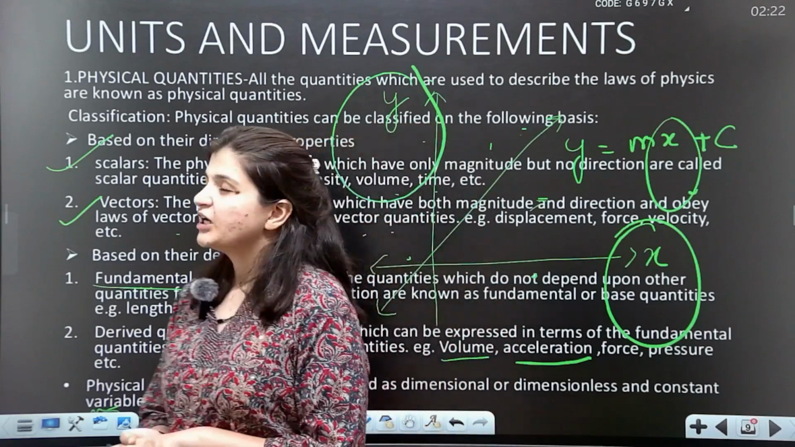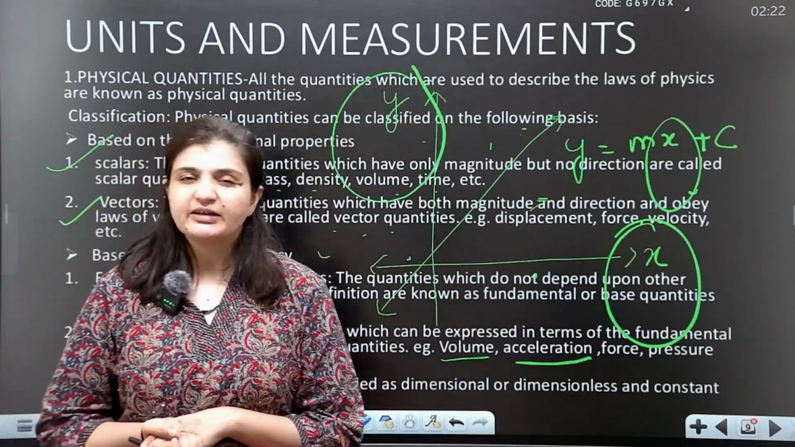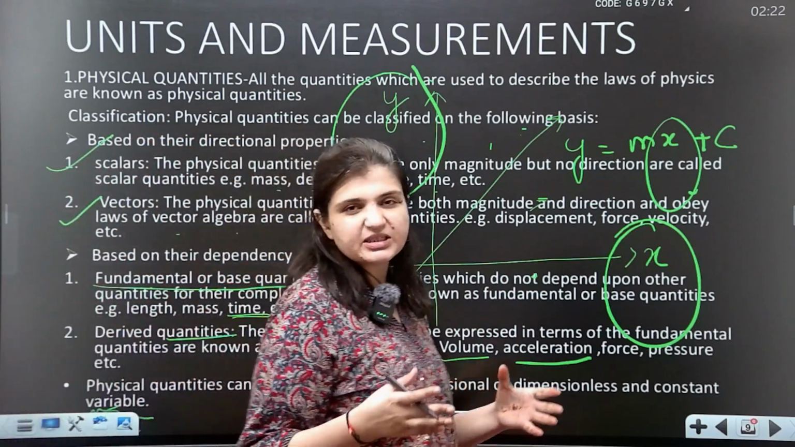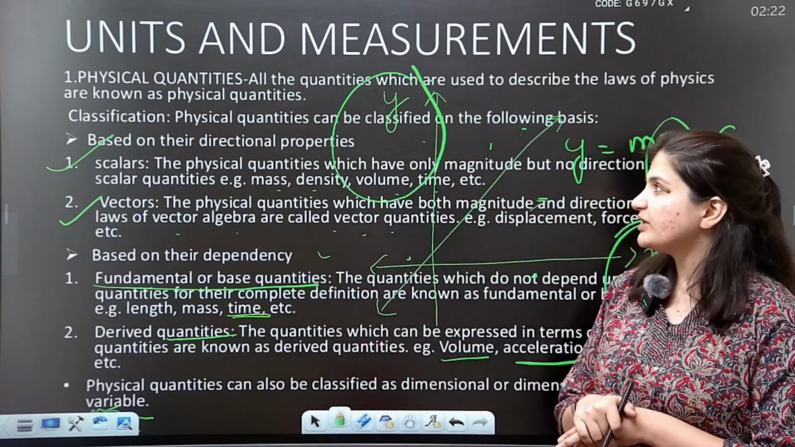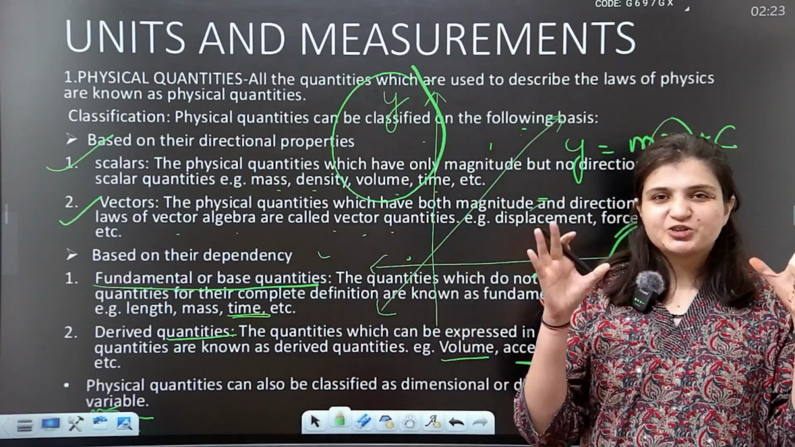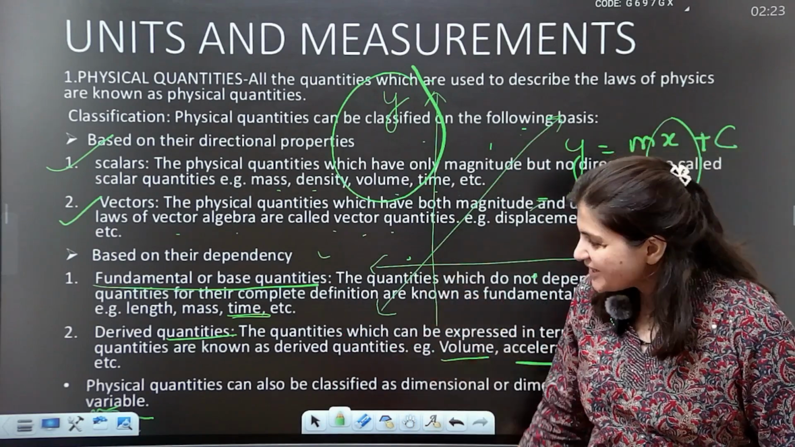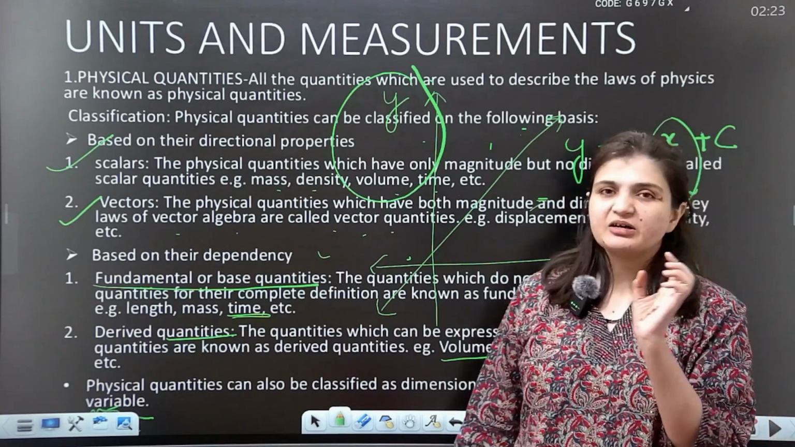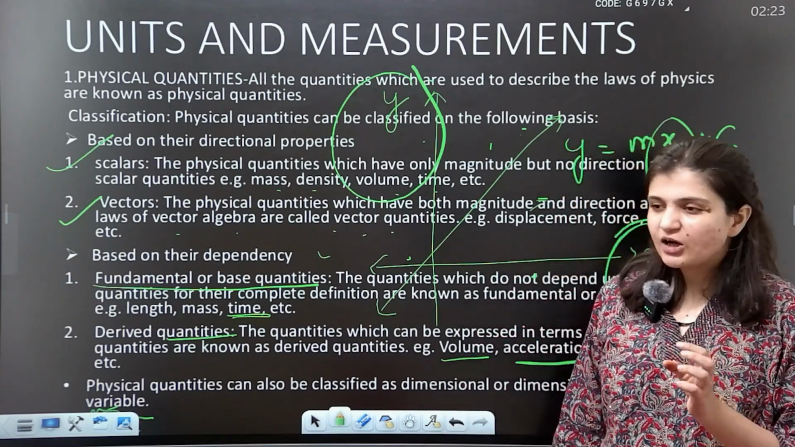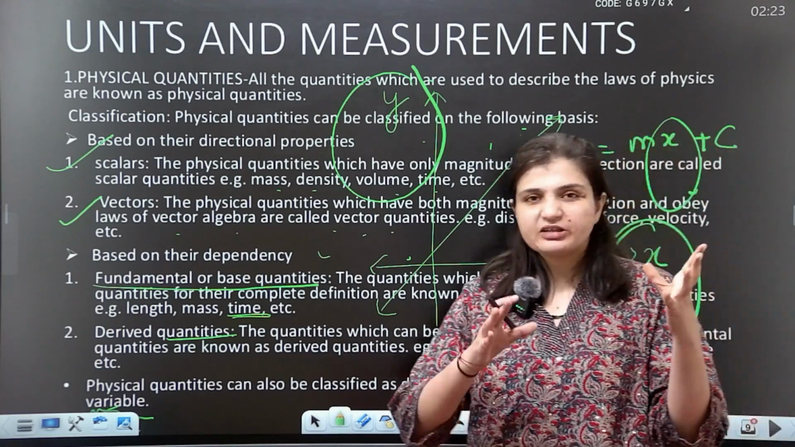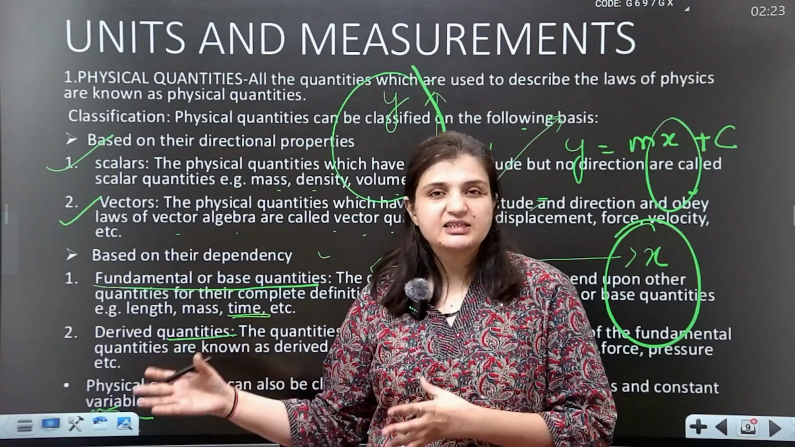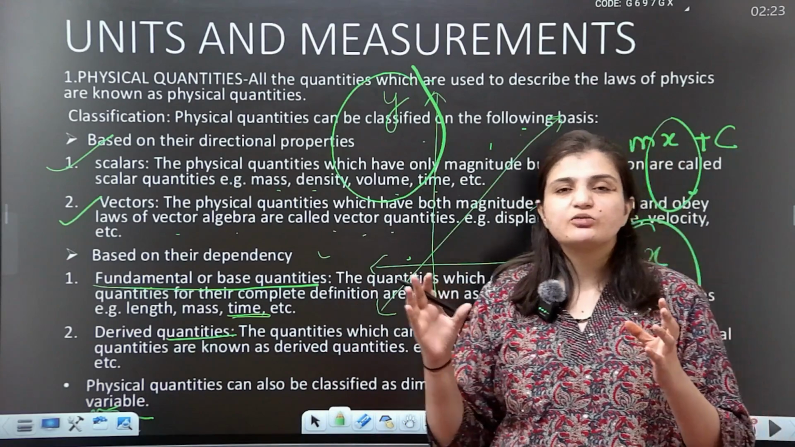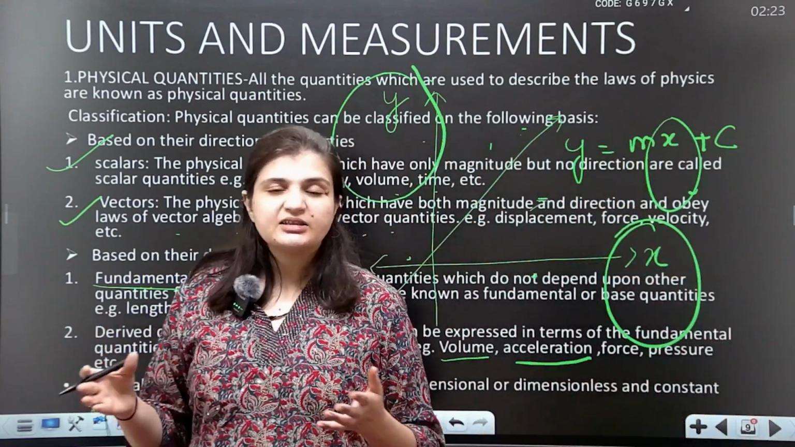Okay, students. So I hope till now you have understood. We have gone through various concepts in units and measurements. So let me recollect what we have studied till now. First of all, we have the physical quantities, the quantities which we measure in physics.